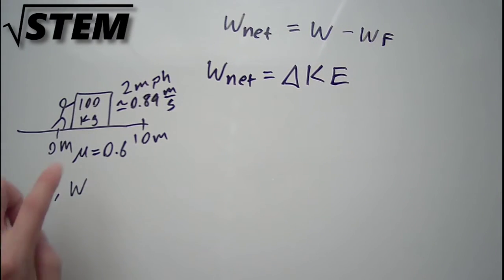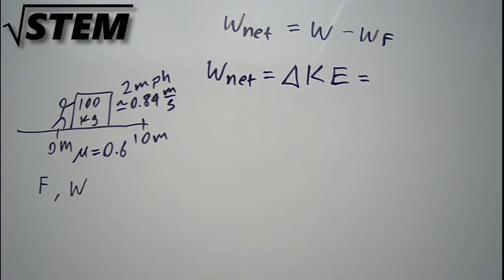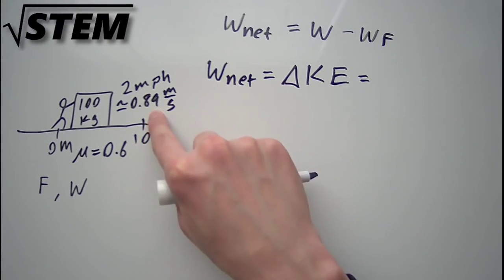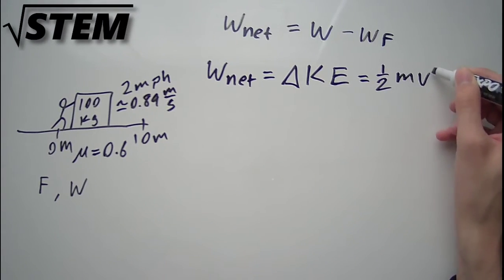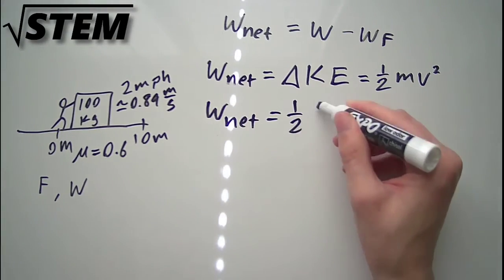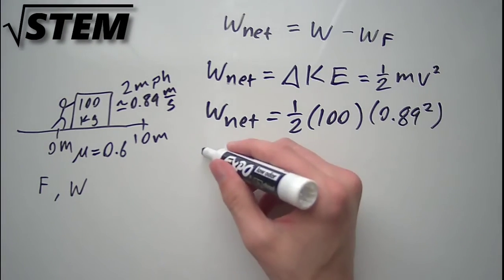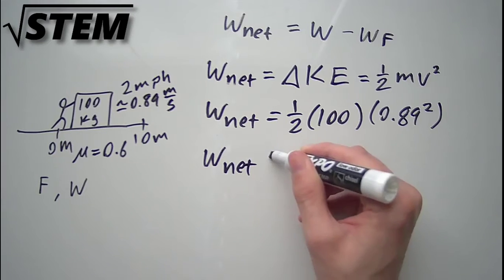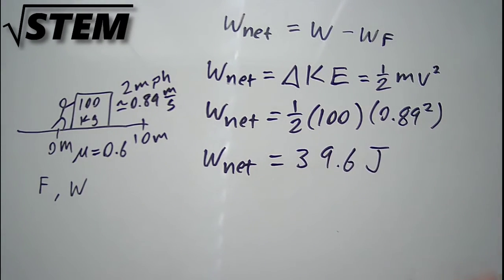So if this box started at rest with no kinetic energy, then the change in its kinetic energy is just equal to how much it has while it's in motion, and that will be based on its mass and its speed. It's 1/2 mv squared. So if we calculate this based on the 100 kilogram mass and its velocity of 0.89 meters per second, that will come out to 39.6 joules of energy.